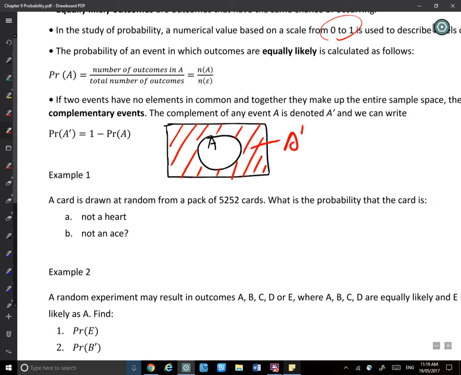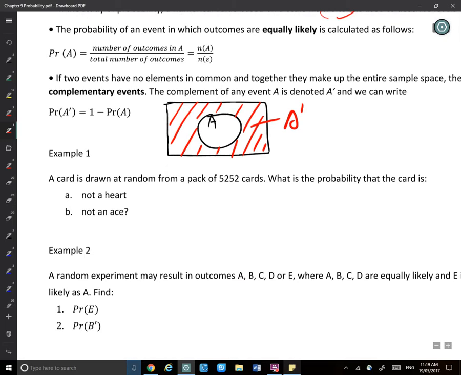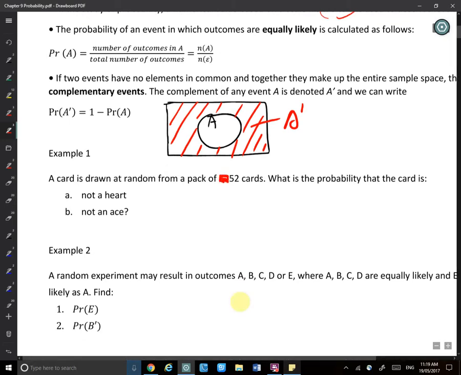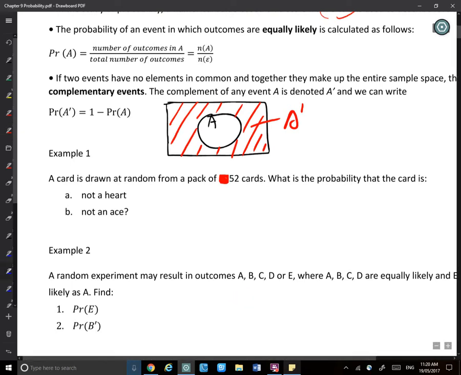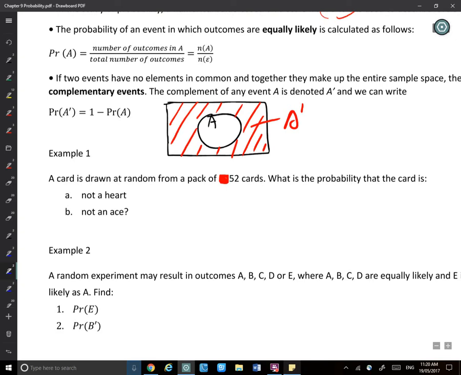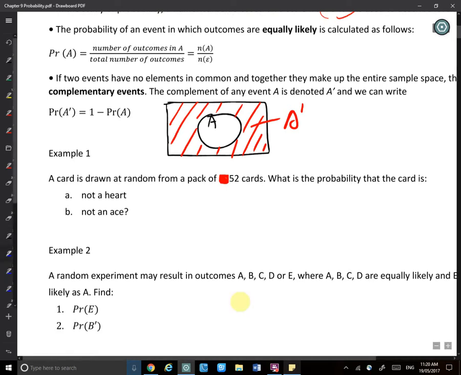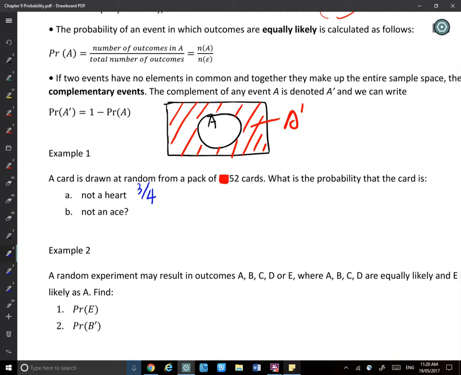A card is drawn at random from a pack of 52 cards. What is the probability that a card is not a heart? When you have a heart, it will be a quarter of the chance. So not a heart will be 3/4 of the chance, so 1 minus a quarter. If heart is the event A, then A dash will be not a heart. So 1 minus a quarter will be 3/4.